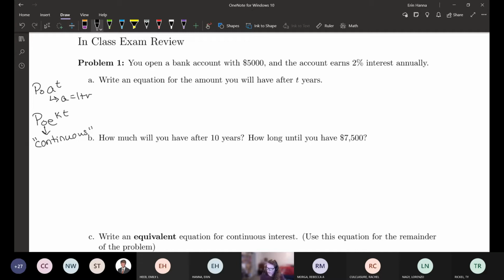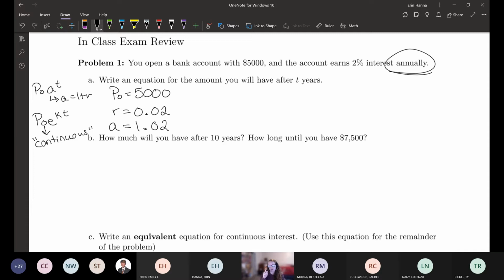So here we want P naught a to the t because it says annually. It doesn't say anything about continuous. So the P naught is the initial value, so that's going to be the 5,000 that we start the account with. And then the 2%, so remember the rate comes from the percent, but we need to change the percent over to a decimal. So our rate here is 0.02, which makes the a value 1.02.